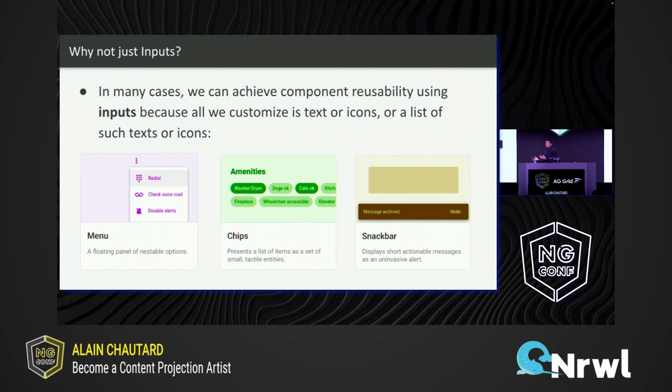Very often when I say this, people tell me, hey, but we can use inputs in Angular, right? I could use inputs to pass a title, a description and an image, and then I would just display those in the component. And of course, inputs work in many cases. If you have simple scenarios, like a menu or chips or a snack bar, where all we need to pass as a parameter to that component is a string or an image or something pretty simple, not dynamic, that doesn't require any Angular stuff like components or directives or pipes, this could be a good option.